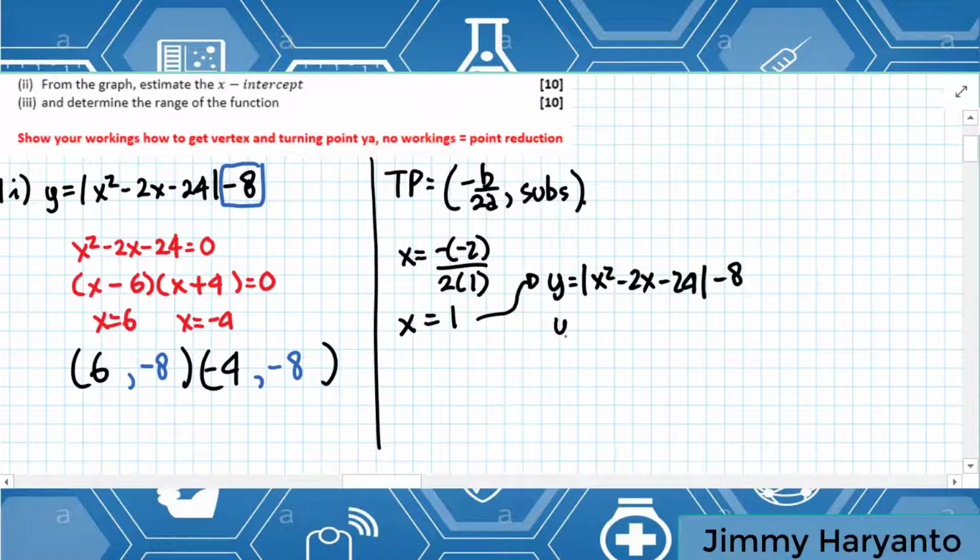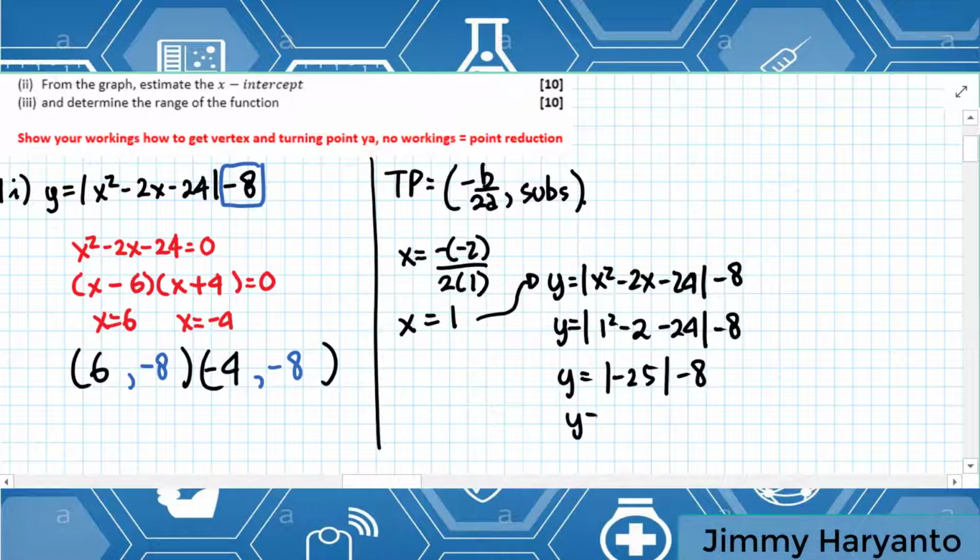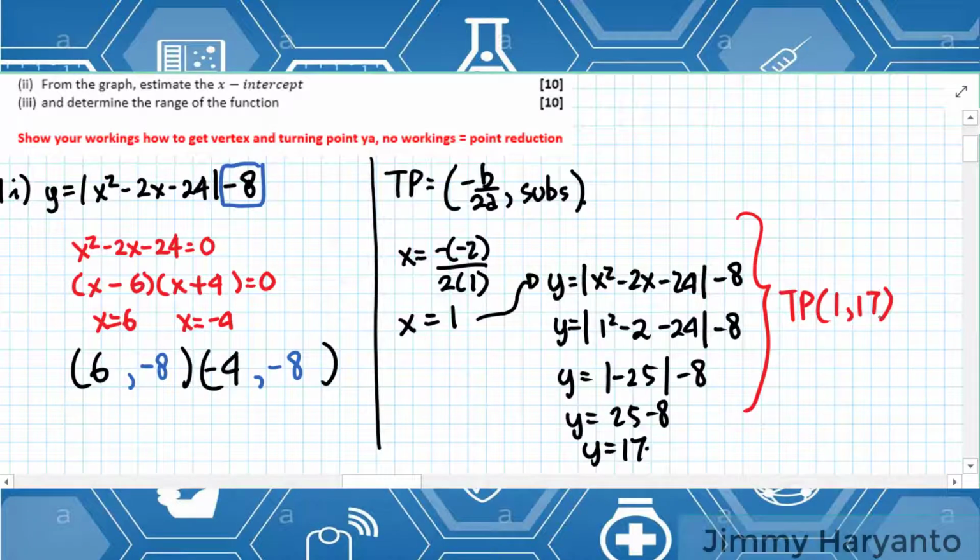So y equals 1 squared minus 2 times 1, minus 24, all absolute, minus 8. So inside is negative 25, the absolute of negative 25 minus 8. So y is 25 minus 8, y equals 17. From this we got the turning point (1, 17).